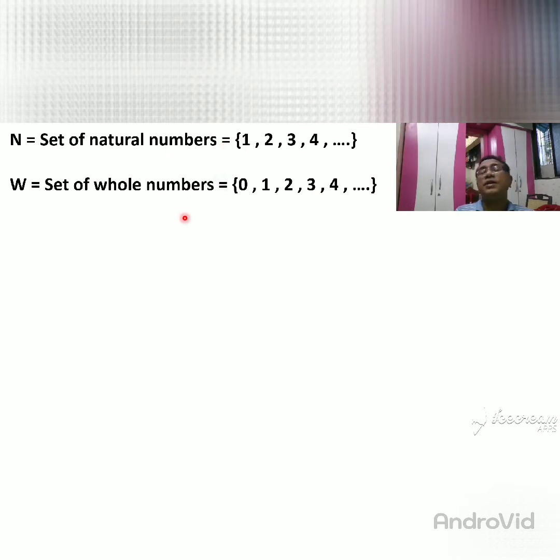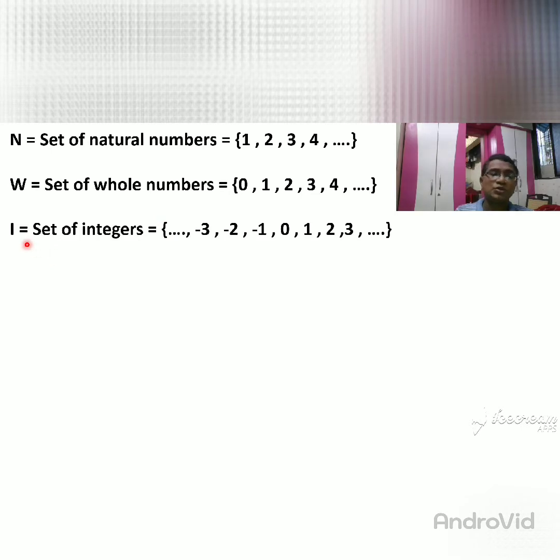After that we indicate some negative things. For indicating the negative numbers we require the integers. So I is the set of integers. Integers are the whole numbers and the opposites of the whole numbers together, and that is called the integer numbers.